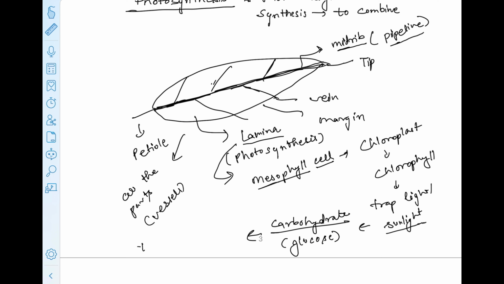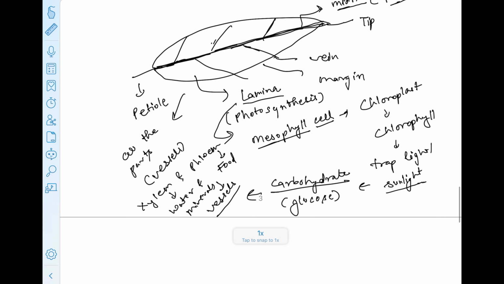Plants have vascular bundles known as xylem and phloem, which you are going to learn in your higher classes. Xylem transports water and minerals and phloem transports food through vessels. Now, the remaining carbohydrate that is left is stored in the form of starch. And whenever the plant needs food, it is transported again. I hope this is clear to you all.